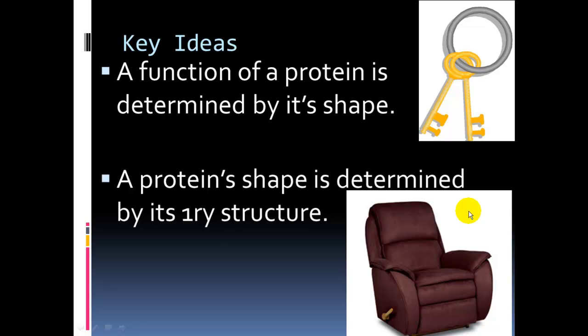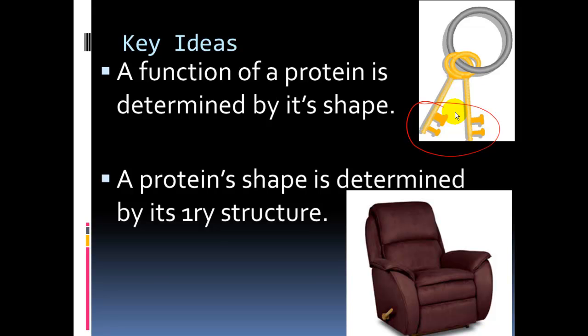The first one is that the function of a protein is determined by its shape. And that lovely key that we're seeing right there, and we've seen in every screencast, is the same exact idea, right? It has a structure, and the structure of this key is what gives it its functionality. It can open a door. It can start my car.